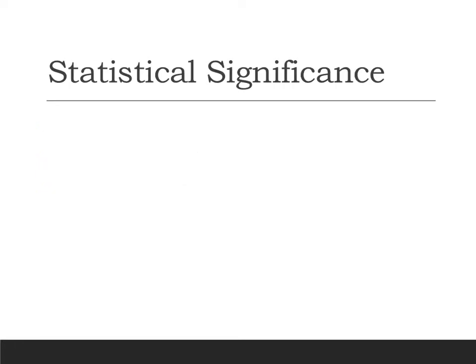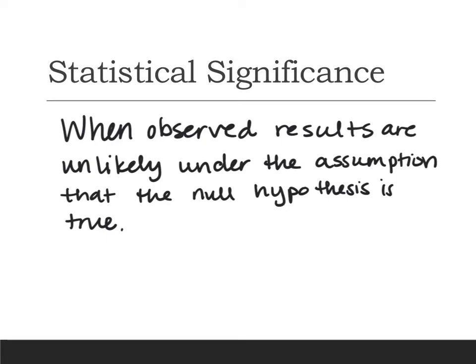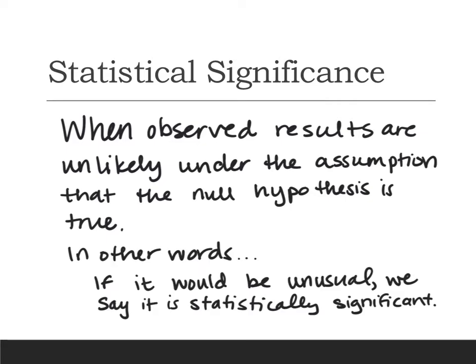Alright, so the first thing we want to make sure we understand is this idea of statistical significance. We've actually been working with this concept, but we haven't used this name. We've talked about statistical significance when we've talked about something being considered unusual or unlikely. And so that's how we're going to define this. This is our definition that our interactive textbook also uses. It says that when observed results are unlikely under the assumption that the null hypothesis is true, that's when we have statistical significance. In other words, if it would be unusual, we say it's statistically significant.